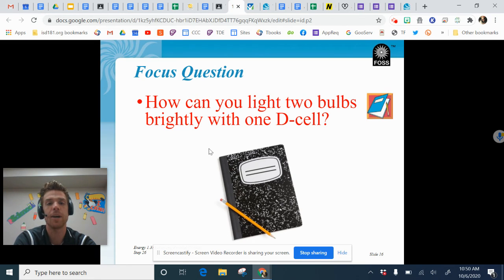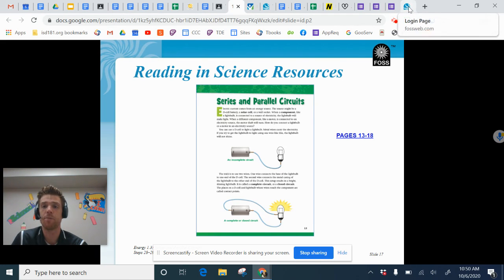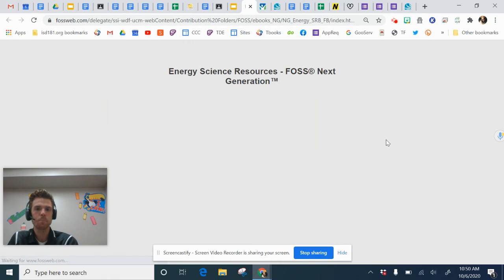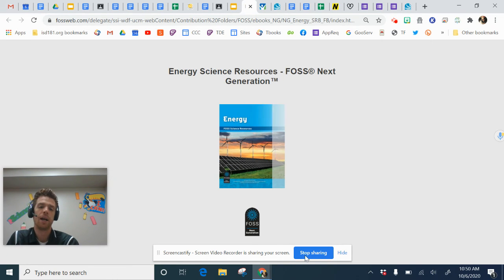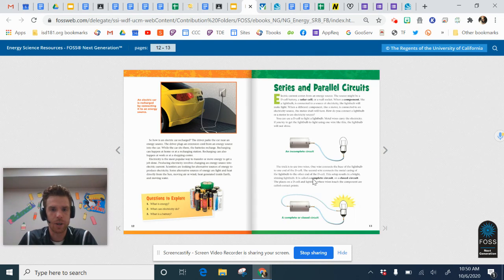Awesome, awesome, awesome. And lastly, I would love for you to read this in our Science Online book. Again, in order to do this, you had to have a tab open for FOSS. Then you can click right here where it says pages 13 to 18. Again, at the bottom, it'll have a little magnifying glass with a plus sign to make it easier to read. It is loading slow for me today, of course. Whenever I record, it seems to do that.